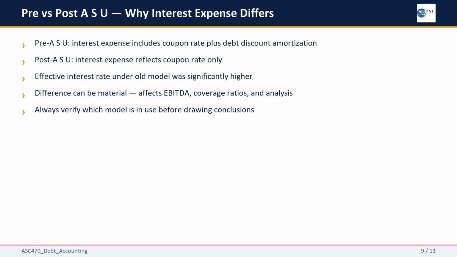Under the old model, a company paying a 3% coupon on convertible debt might report an effective interest rate of 7 or 8% because of the discount amortization. Under the new model, interest expense is much closer to that 3% coupon. Watch out for this one when you are comparing two companies or two periods.